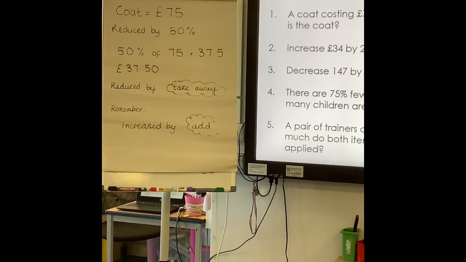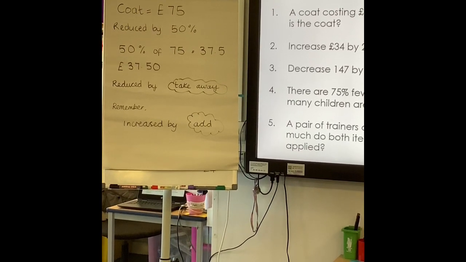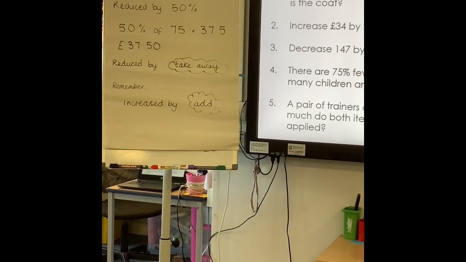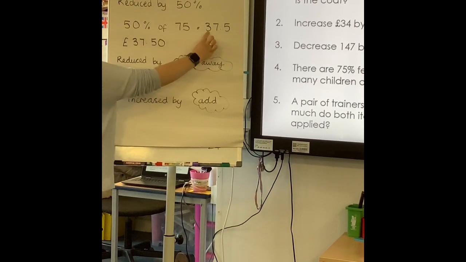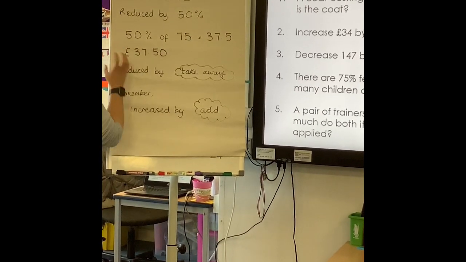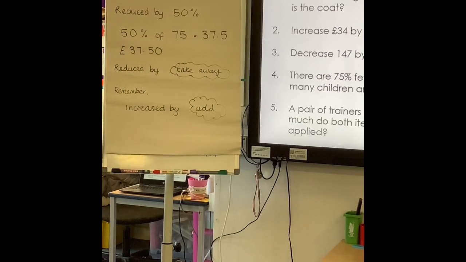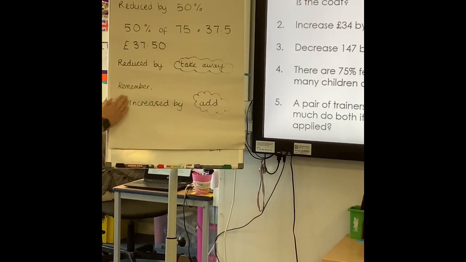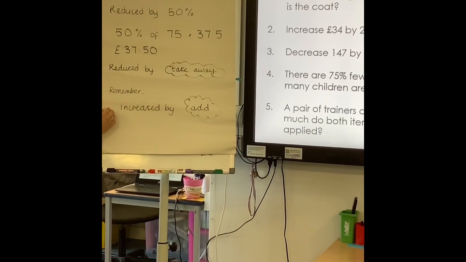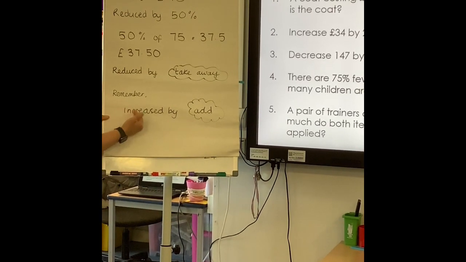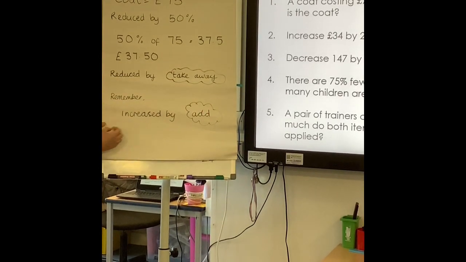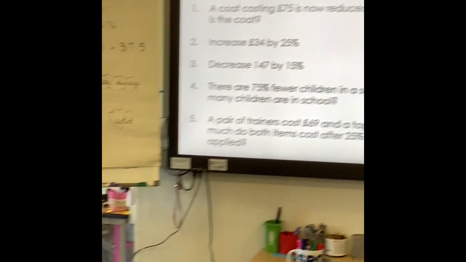But if it was 40% or something, we would need to take it away. But 50% of 75 is £37.50. So if it's been reduced by 50%, the leftover amount is £37.50. If it says increased by, you have to add. So if your item increased by 20%, you'd have to find what 20% was and add it. Pause the video and have a go.